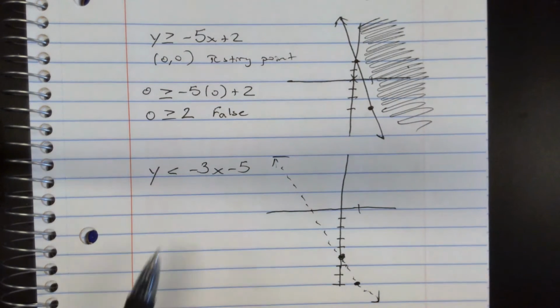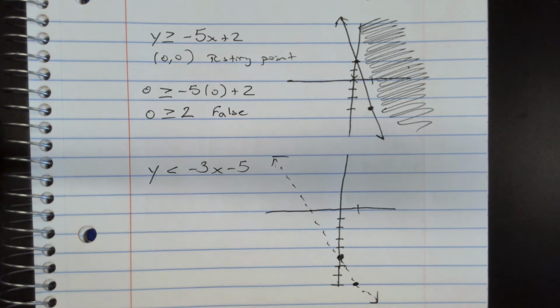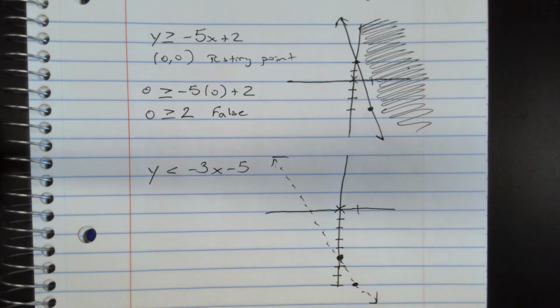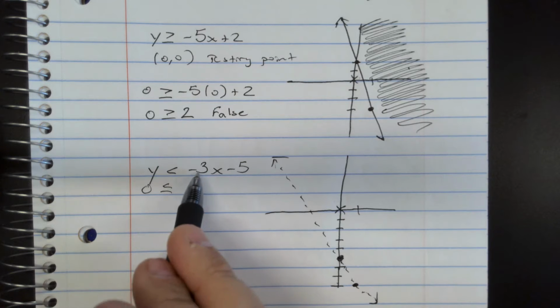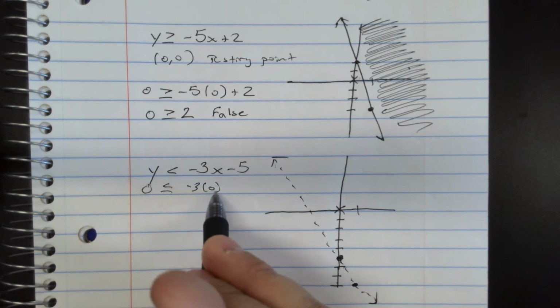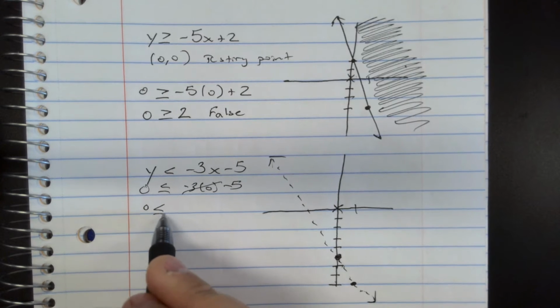The reason why it's dotted is because it's not equal to, right? Okay, what point do we always test? Does everyone know why I want to test 0, 0? Because it's just as easy now. Yeah, it cancels out everything, right? Because when we plug 0 in for this, it just cancels that out. Does everyone see that? So we're left with 0 is less than.